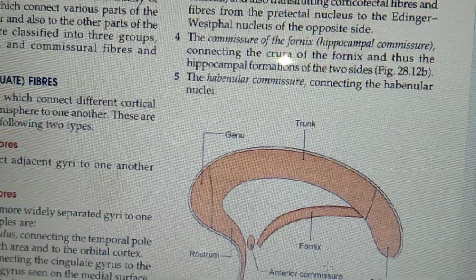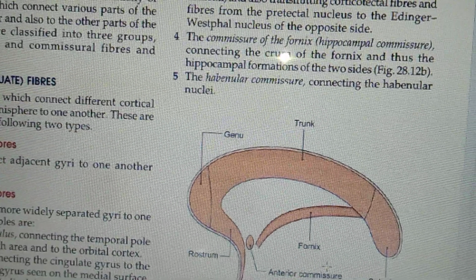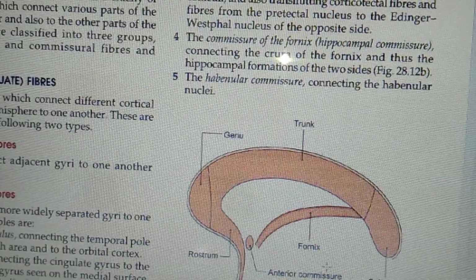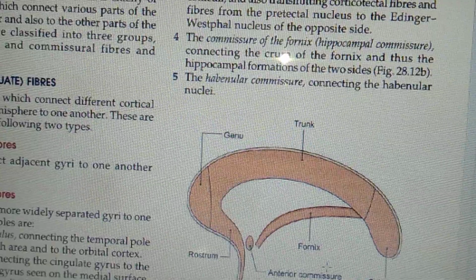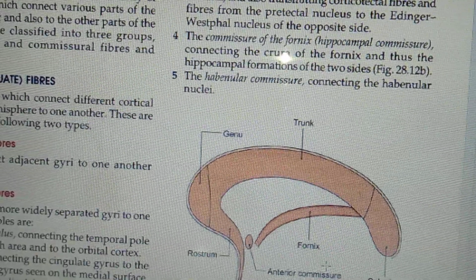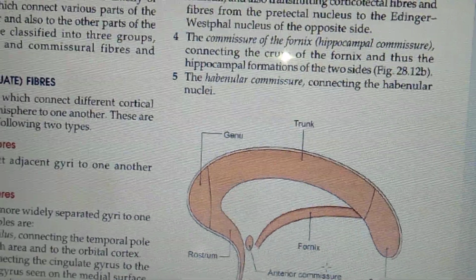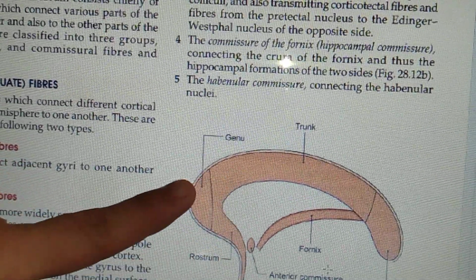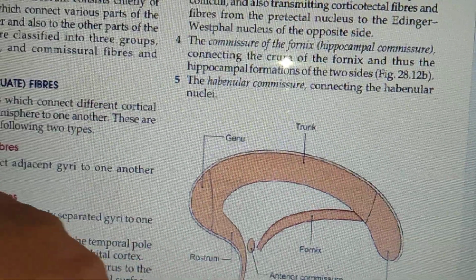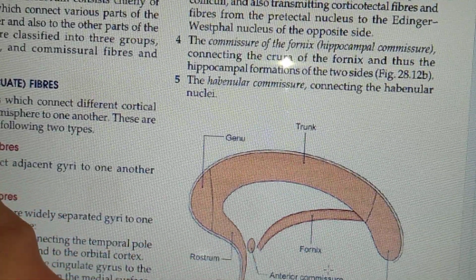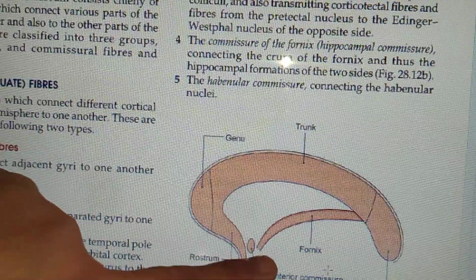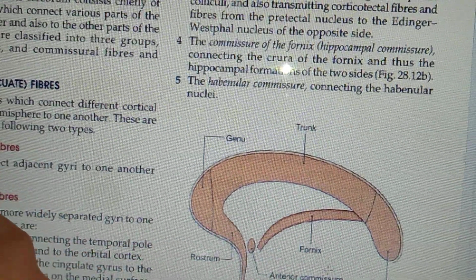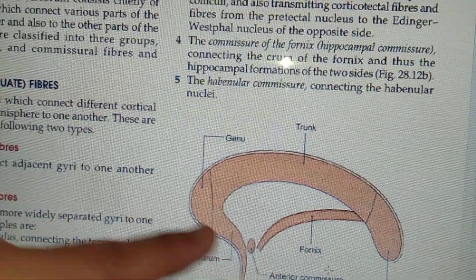It lies 4 cm behind the frontal pole, and it is related anteriorly to the anterior cerebral arteries and posteriorly to the anterior horn of the lateral ventricle. Second is the rostrum. It is directed downwards and backwards from the genu, and it ends by joining the lamina terminalis in front of the anterior commissure.